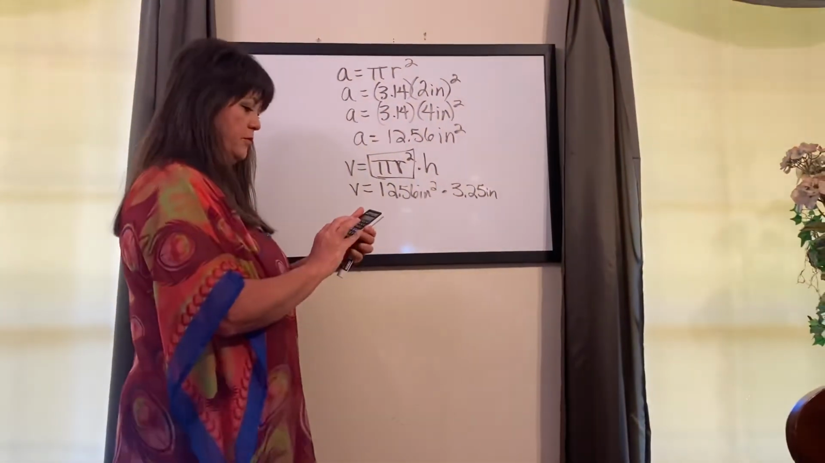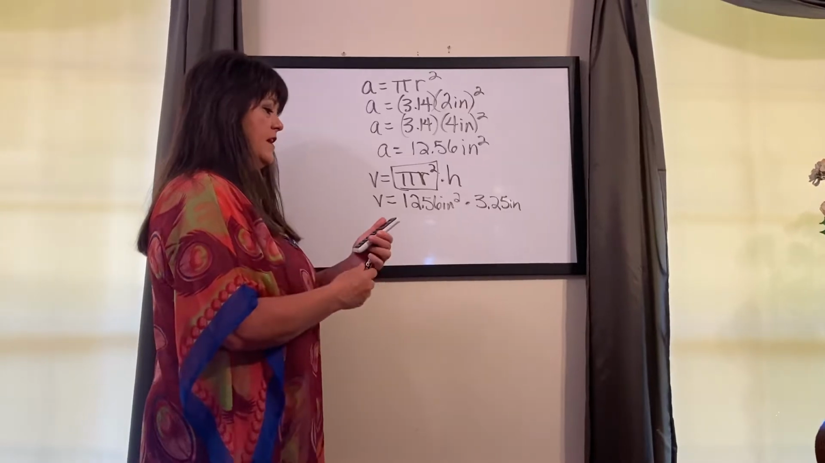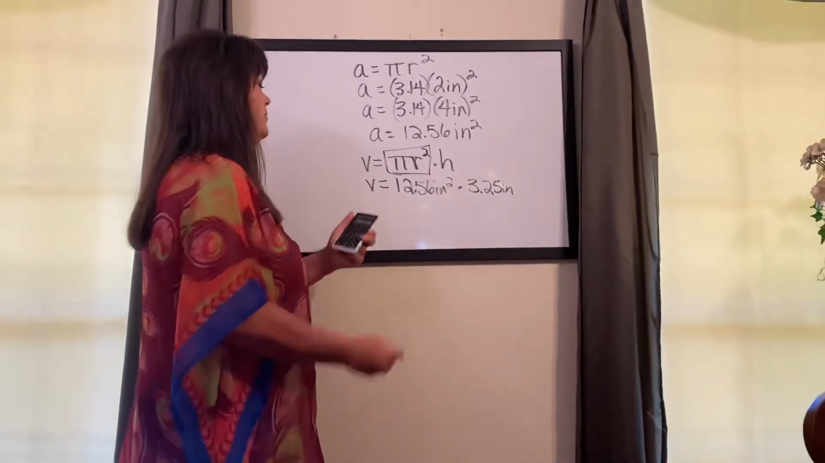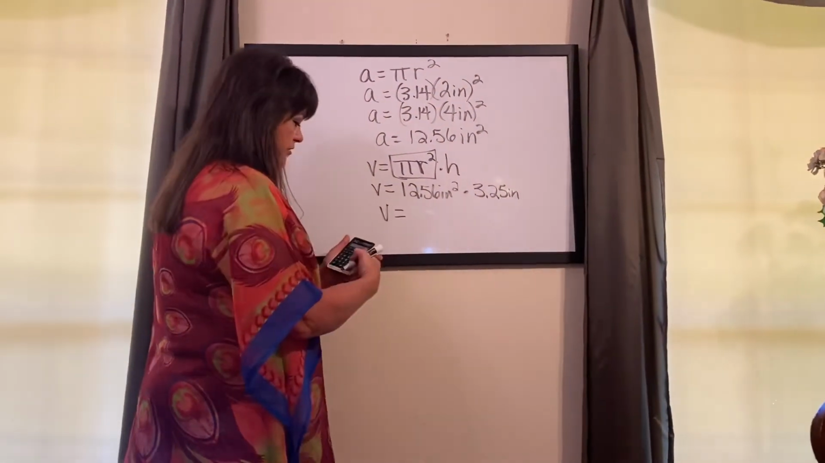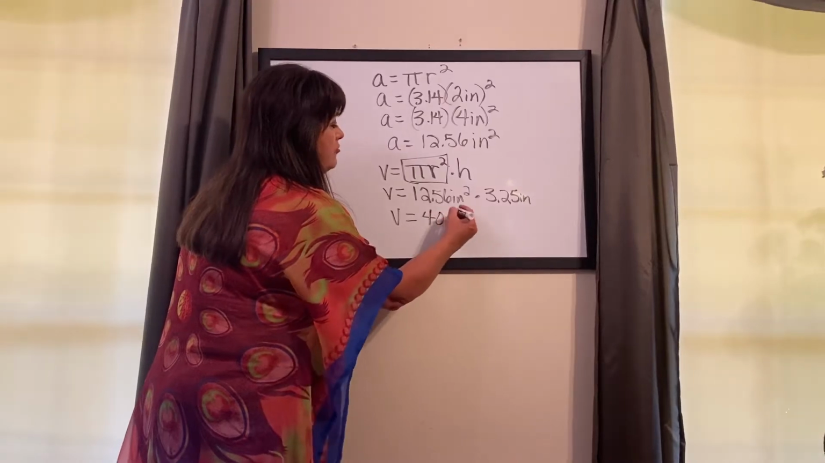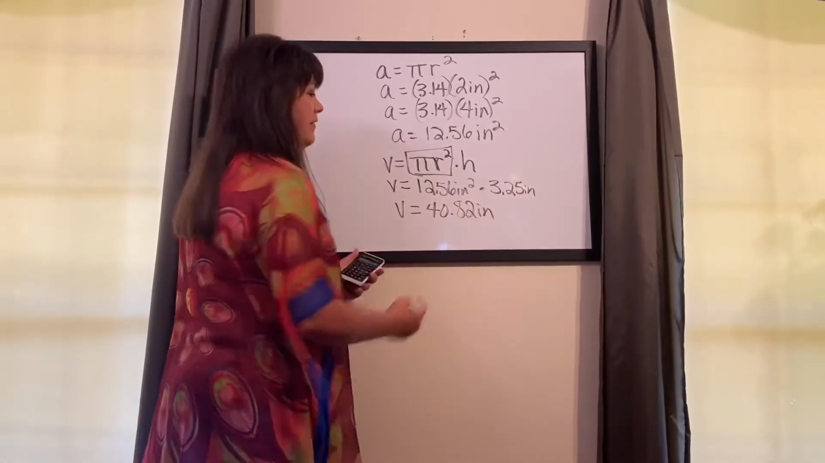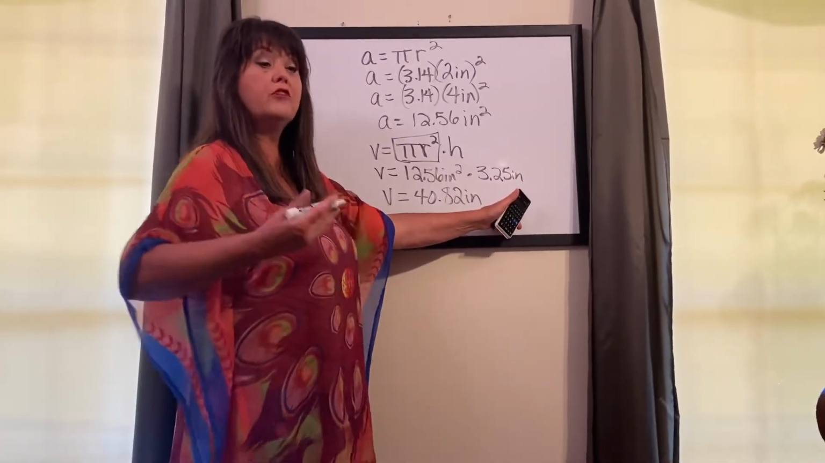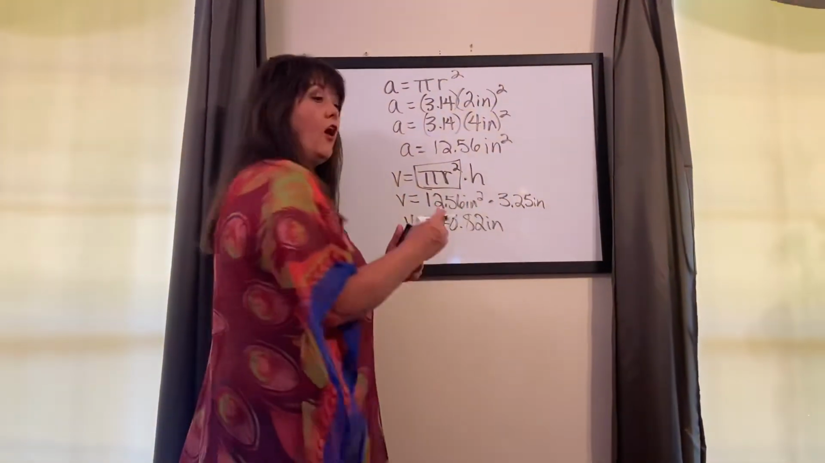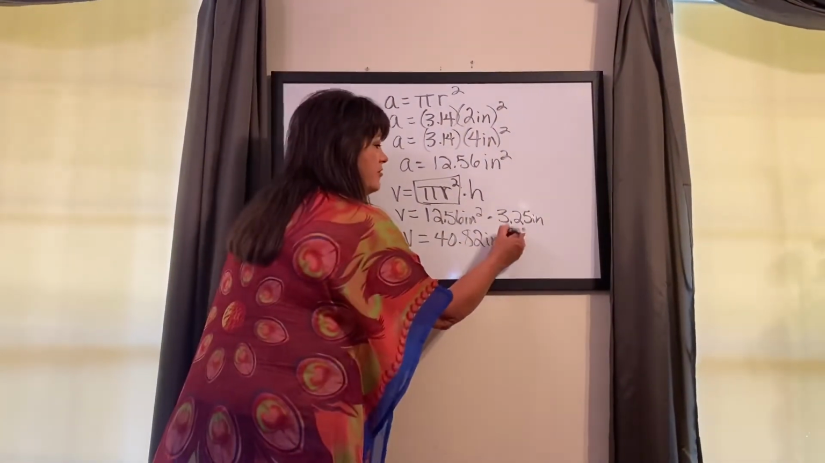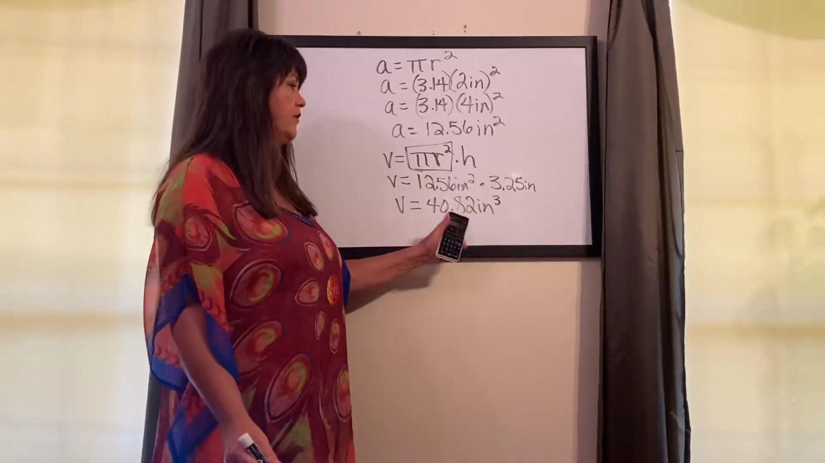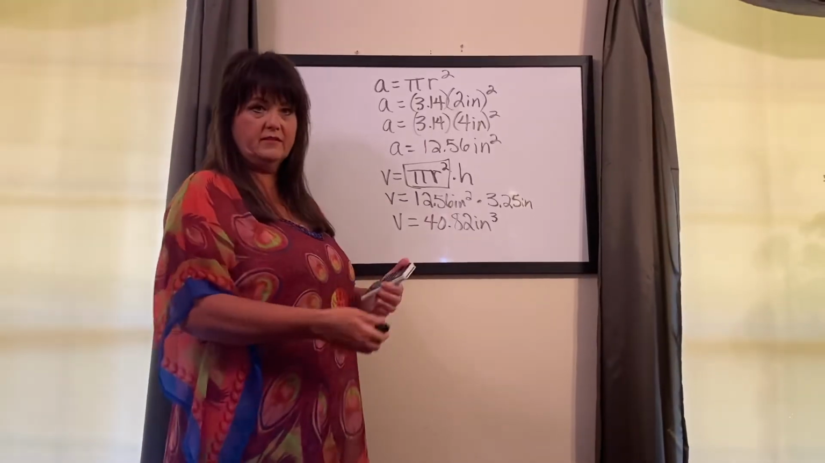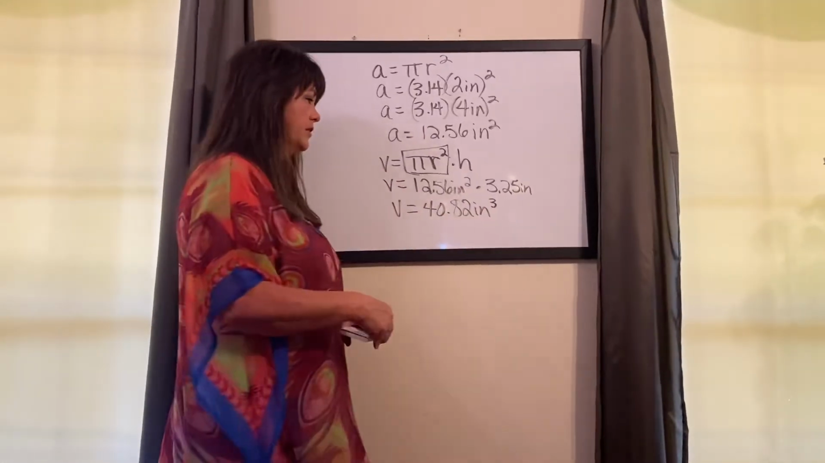12.56 times 3.25. And the volume of rice that I have in that cylinder is 40.82. Now, how am I going to write that? It was inches squared times another inch, which means in another dimension. So all volume is going to be in 3 dimensions. So it's going to have a 3 right here. When I'm doing volume, it's going to have an exponent of 3, or it's going to always be in cubic dimensions. That represents cubic dimensions.